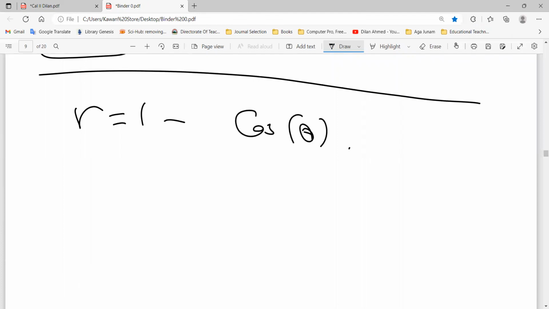Is there any angle? No. Does it say anything? No. So the question is what? Just graph it. Okay. So how do we graph it?